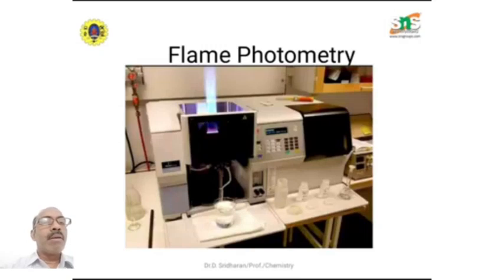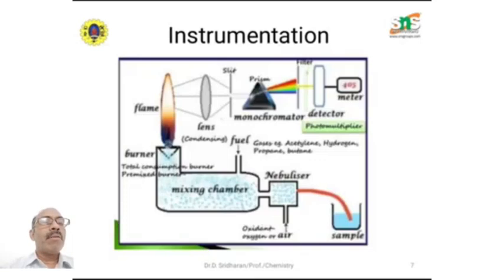This shows the flame photometry instrument. This is a schematic diagram of the instrumentation. Here we start with the sample solution that is sprayed out by the nebulizer. We convert it to the flame, followed by the lens, monochromator, detector and then display.